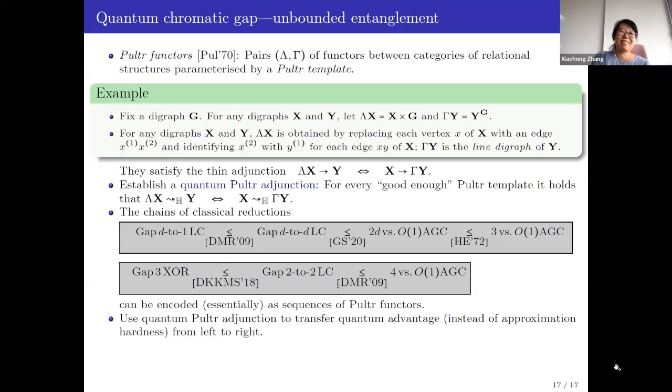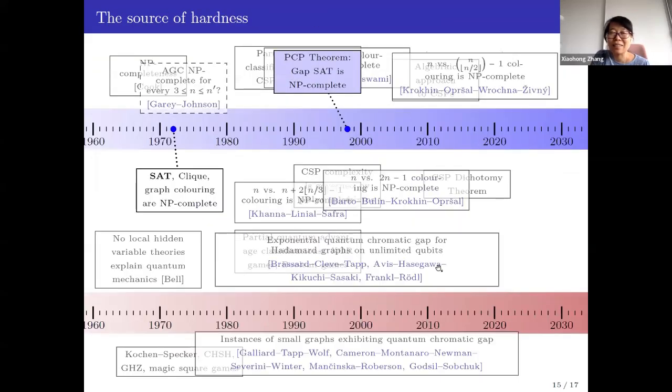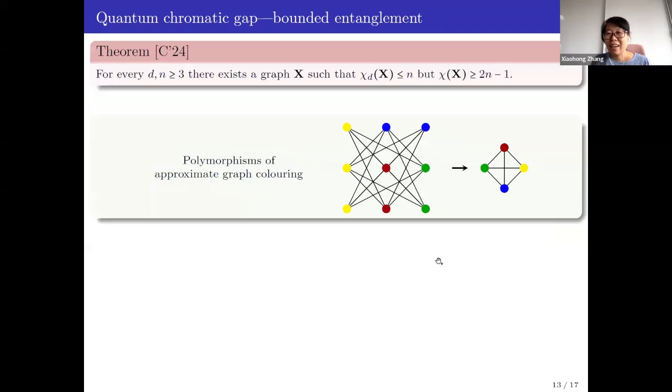You might have mentioned it, but I missed it earlier. You have the result about there existing graphs with chromatic number at least 2n minus 1, but the quantum version is at most n. Do you have some concrete graph family for that?